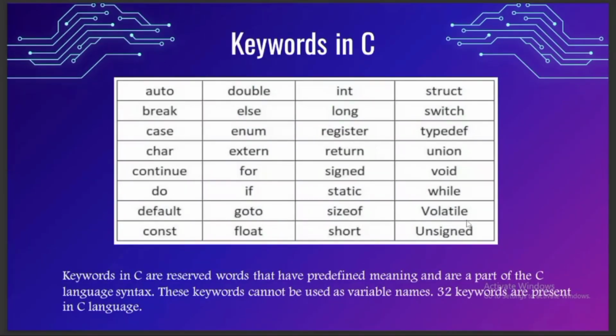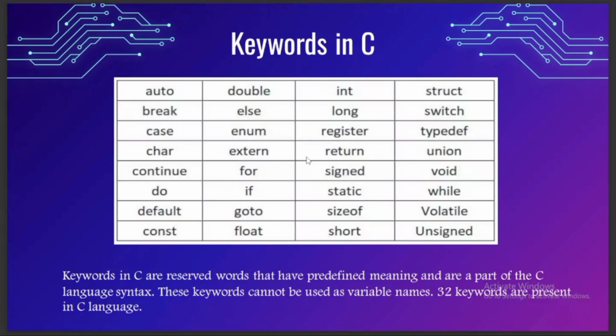As we all know, there are 32 keywords in the C language. Keywords in C are reserved words that have predefined meaning and are a part of the C language syntax. These keywords cannot be used as variable names. The keywords are auto, double, case, break, char, continue, do, default. We represented all the keywords over here in this table. You can check it for reference.